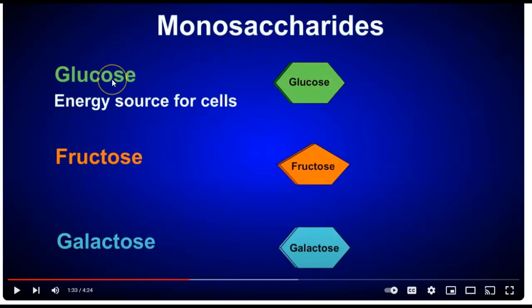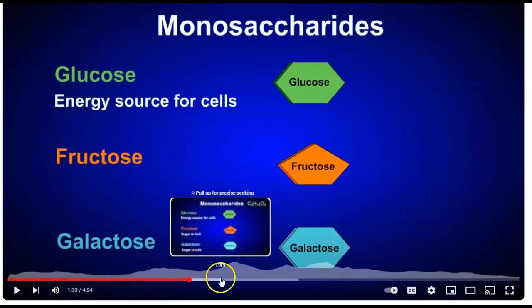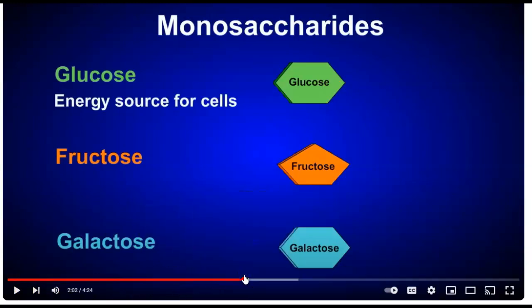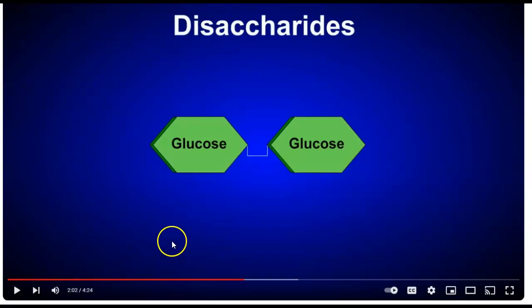So when we're looking at carbohydrates, the main function of carbohydrates is an energy source for your cell. And you may have heard that glucose plus oxygen produces carbon dioxide and water plus ATP. Glucose is the main form of monosaccharide or carbohydrate that the body uses. So those are monosaccharides. Then when you put them together, you can get a disaccharide.